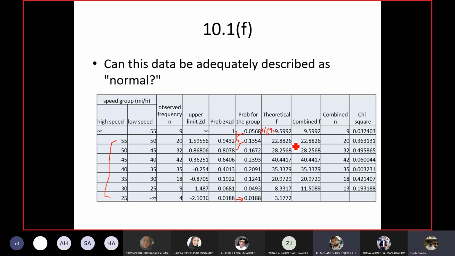More than 5? Yeah, minimum 5. 5 is enough. If you have 5, it's enough. Okay, so 5 or more. Okay, so minimum is 5.